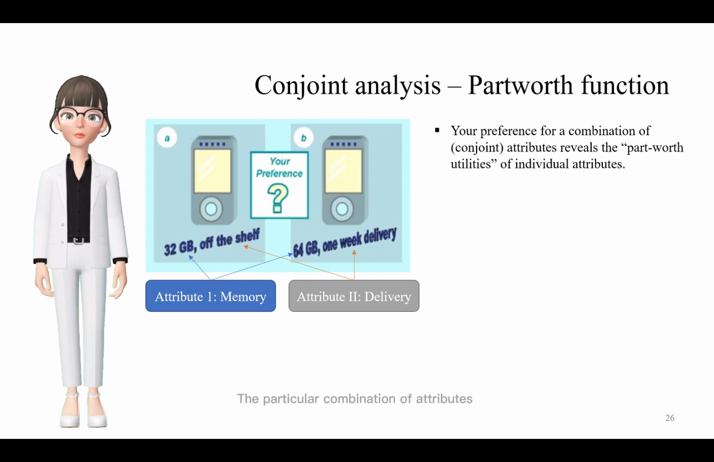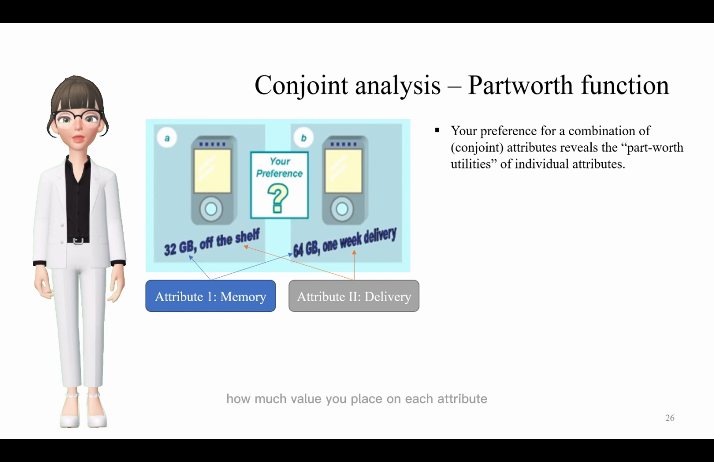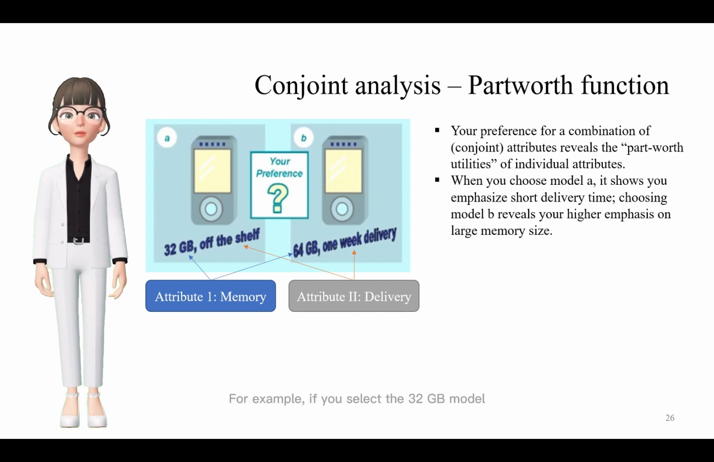The particular combinations of attributes you choose indicate the part-worth utilities of individual attributes, demonstrating how much value you place on each attribute. For example, if you select the 32GB model, it suggests that you prioritize a shorter delivery time over a larger memory size.